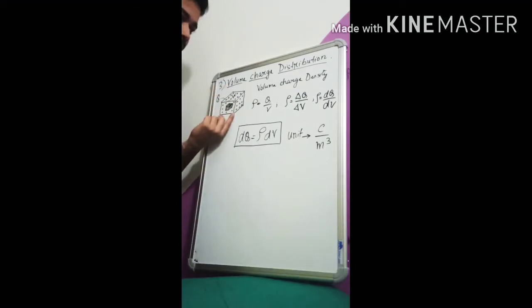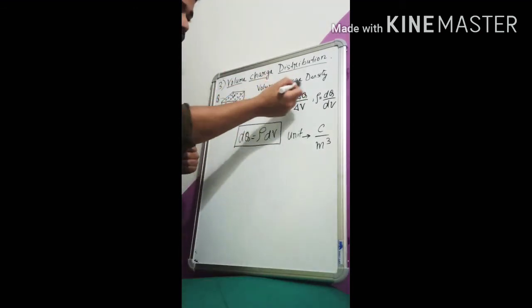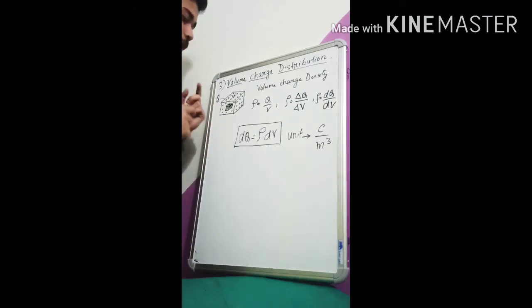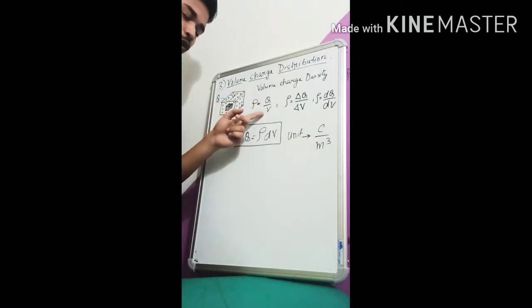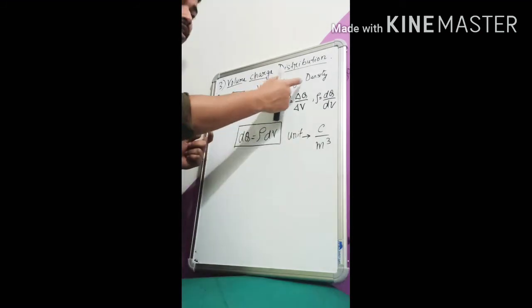Now in order to calculate the charge density, we will have to determine the volume charge density. According to the volume charge density, we have to divide the total charge. Since this is a uniform distribution, we divide the total charge by the total volume. So what we get is rho, which is the volume charge density.